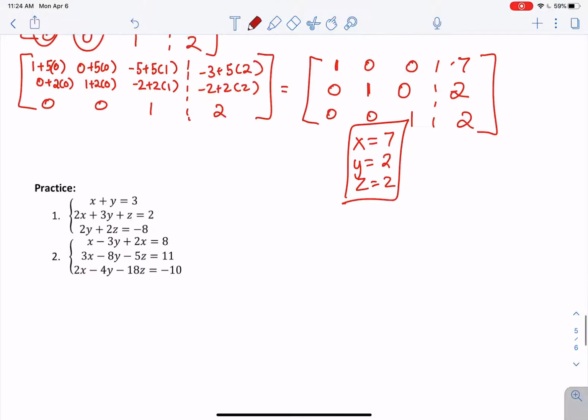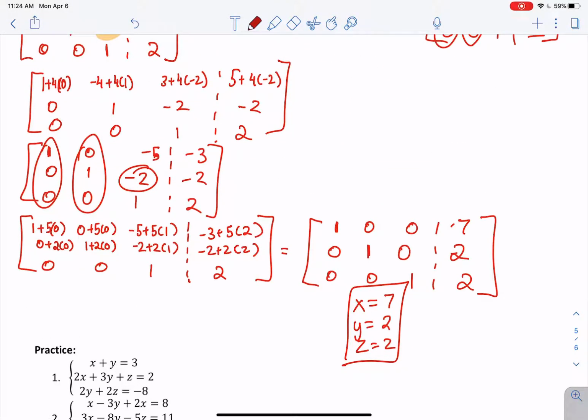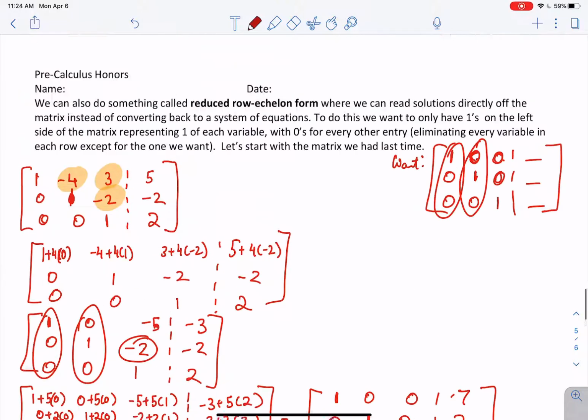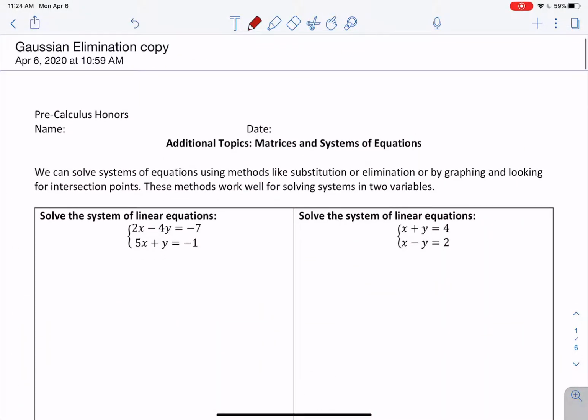So again, I have some more practice problems that you can try doing these methods on to solve. And again, this is totally supplemental, just extra information if you want to see why matrices can be useful in some algebra stuff.